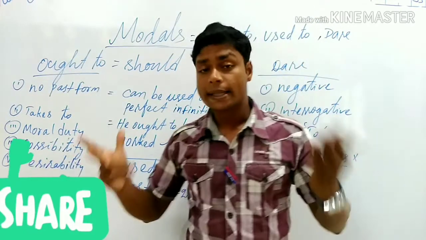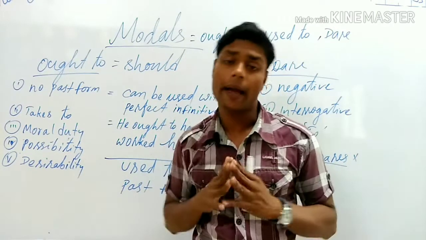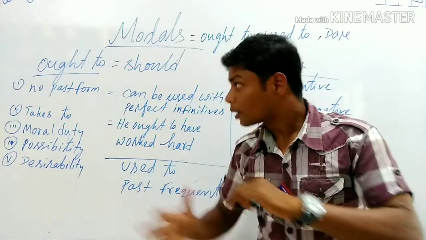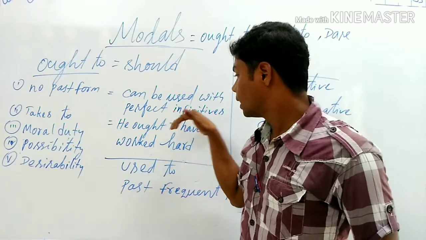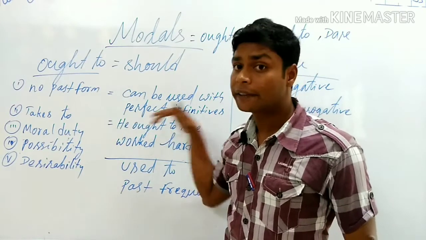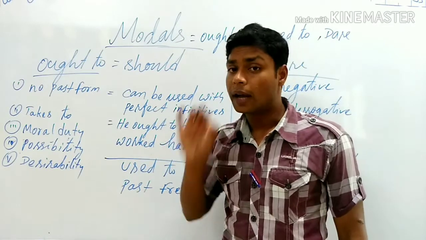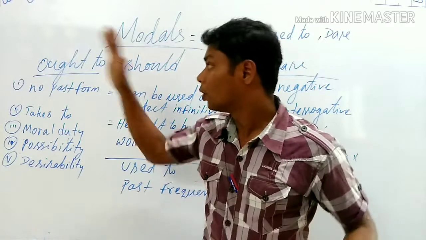Otherwise we cannot say the past form of ought as oughted. No, that cannot happen. So if you want to make the past form of ought to, we need to add an infinitive that is called perfect infinitive, that is have. So we need to add have in order to make the past form of ought.